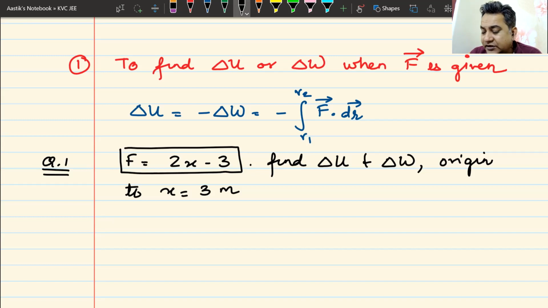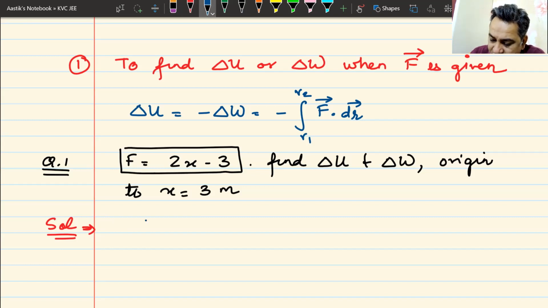Whether it's change in internal energy, change in potential energy, or the work done? Which answer is -9? Potential energy. Change in potential energy. Okay, let us go and solve this. The solution is pretty simple.